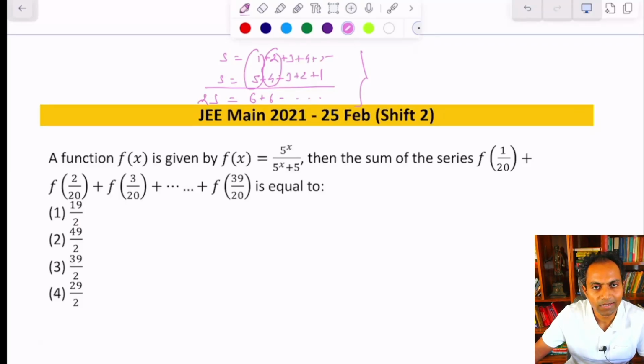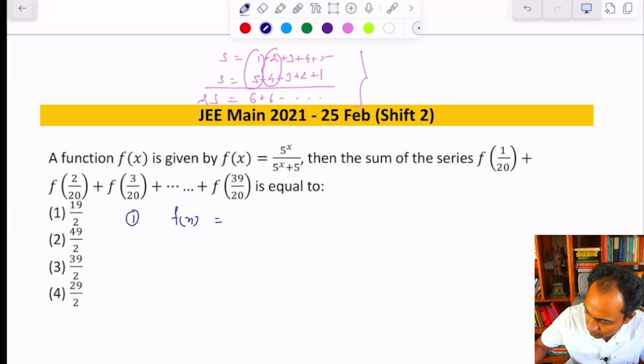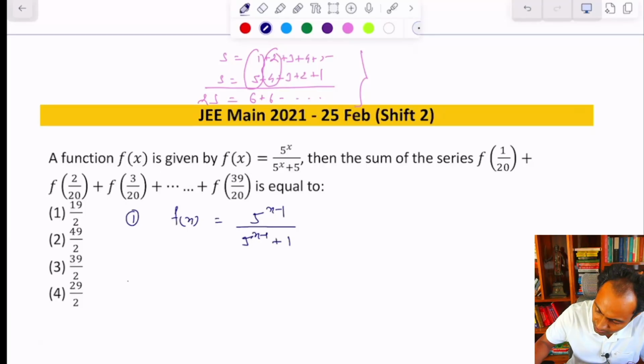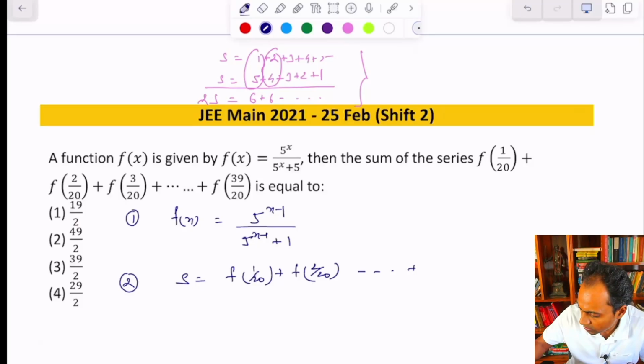Now this same thing that we have done here will also happen in this question. But before doing so, let us manipulate this f(x). In my first step, I am manipulating f(x) by dividing it by 5. If I do so, this can also be written as f(x) equals 1 upon 5 raised to the power x minus 1 plus 1. In the second part, what are we doing? We are writing the series in ascending order. So f of 1 by 20 plus f of 2 by 20. We can do this till f of 39 by 20.